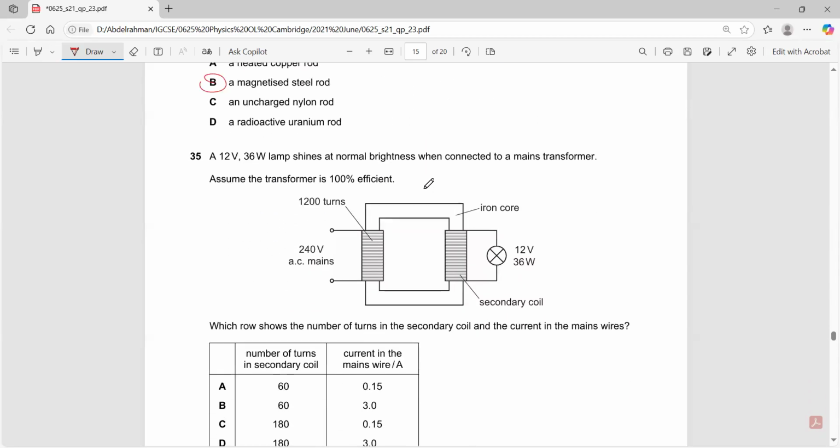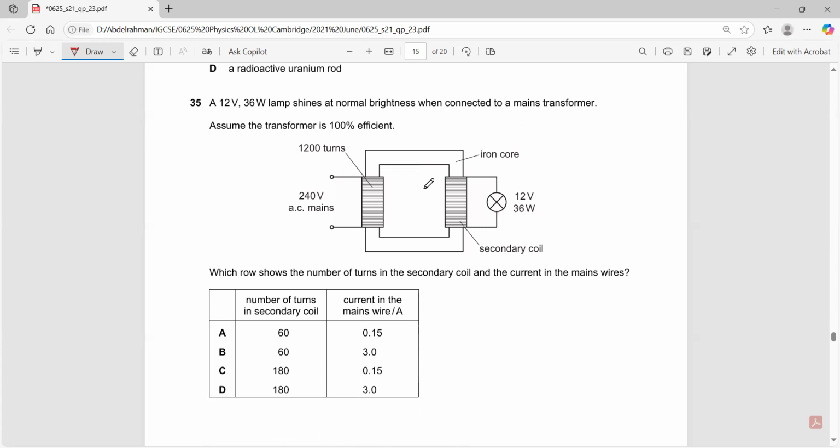A 12 volt 36 watt lamp shines at normal brightness when connected to the mains transformer. It's 100% efficient. Which row shows the number of turns in the secondary coil and the current in the mains wire? So we need to solve two questions. We're going to use two different equations. What are the two different equations? VP over NP equals VS over NS. And then the other equation, VPIP equals VSIS.